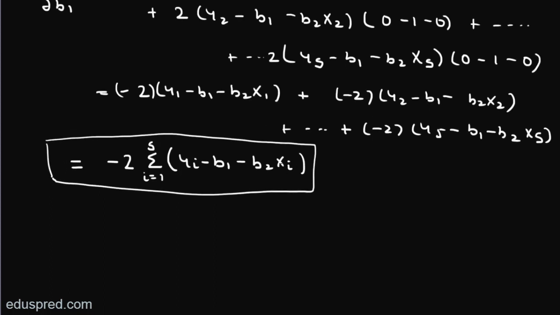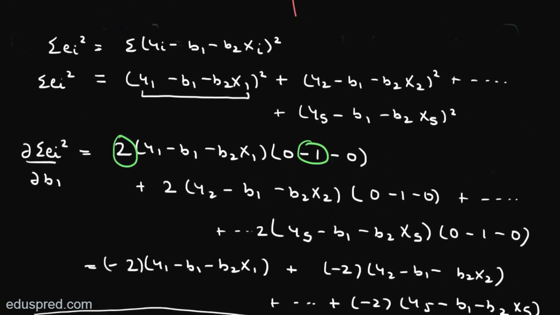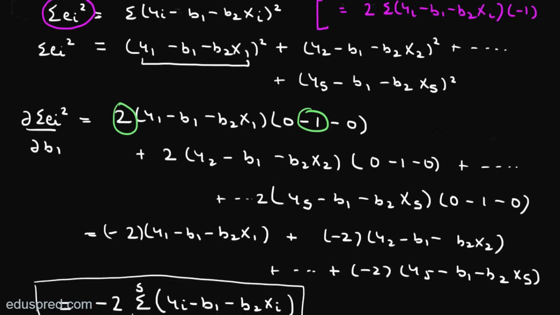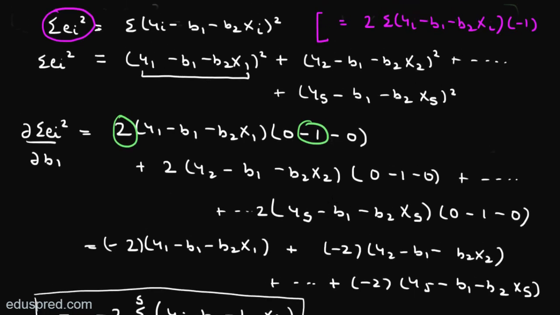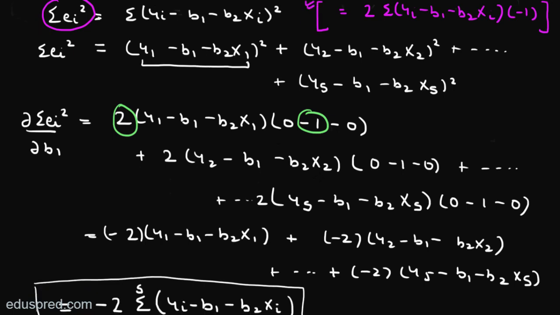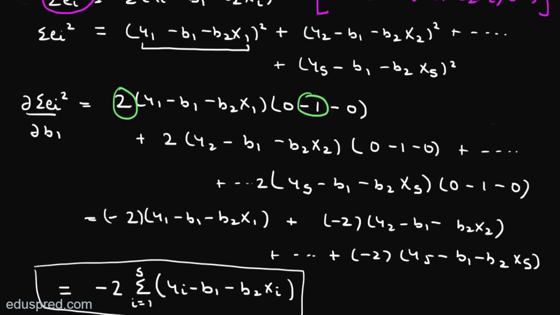Now note that if you are comfortable with calculus, then you don't have to do this many steps to find this first order condition. You could have directly written from here that if you differentiate this expression with respect to B1, this will be equal to twice summation (yi minus b1 minus b2 xi), and then using chain rule you would have got minus 1 here. So this is the same thing that you are getting here, but if you are comfortable with calculus, this is the shortest way to do this. And if working with the summation sign is something that troubles you, then you can think of it in this manner. Okay, so this is the first order condition that we have.